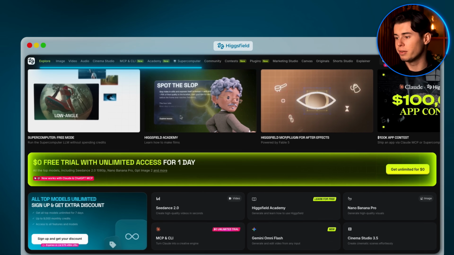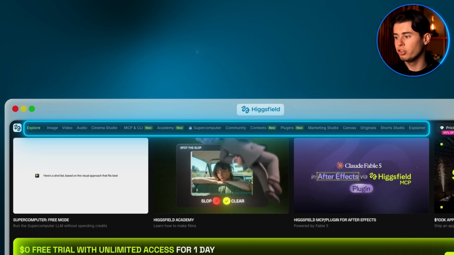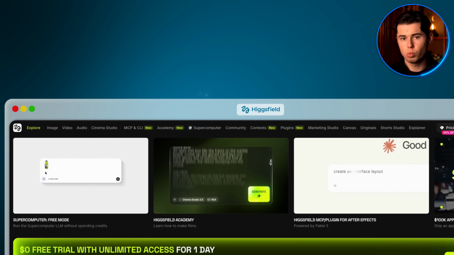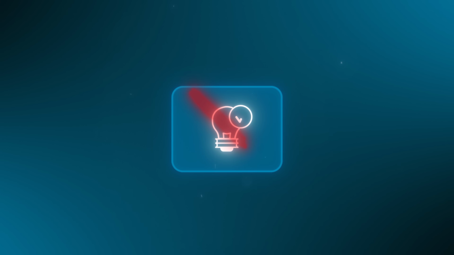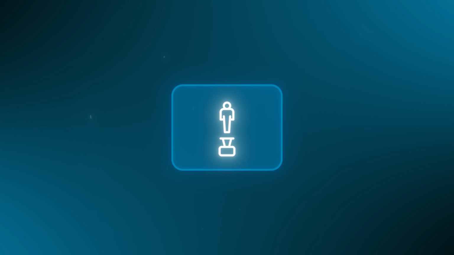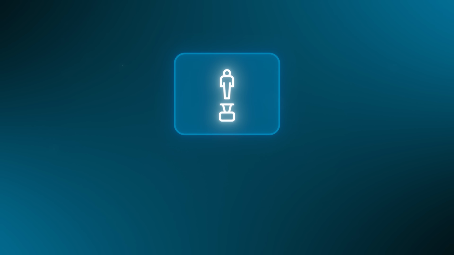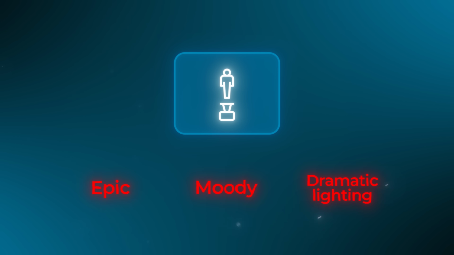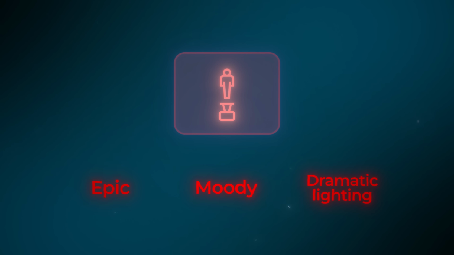Once you log in, everything's laid out along the top navigation bar, and since every cinematic shot starts from a single frame, that's what we'll build first. Now, the change that fixes more than any keyword ever will is a simple one. You're not describing an idea, you're describing what a camera can actually record. Words like epic, moody, or dramatic lighting don't mean anything to a camera because none of them are something it can actually see. So let me show you exactly what that mistake looks like.